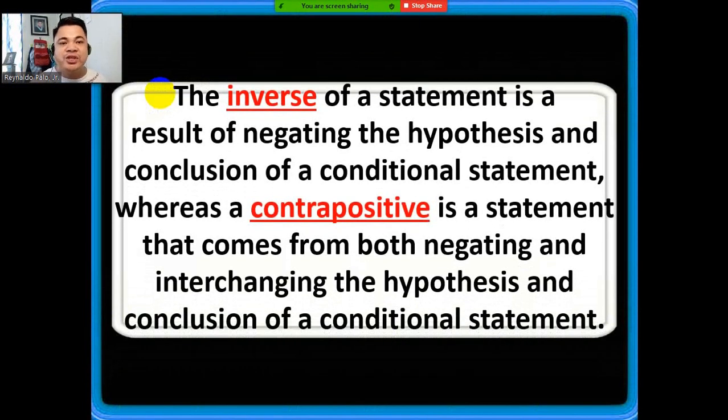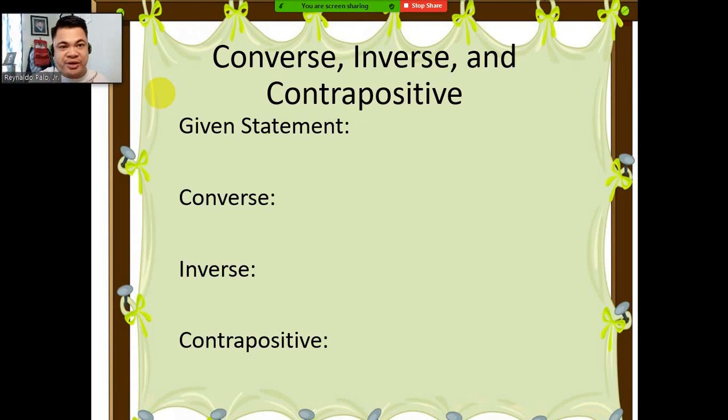Now, let's talk about inverse. Just remember, for converse, just interchange the hypothesis and the conclusion. Now, let's have the inverse and the contrapositive. The inverse of a statement is the result of negating, so we will be using not, negating the hypothesis and conclusion of a conditional statement. Whereas a contrapositive is a statement that comes from both negating and interchanging. Again, in converse, interchange. In inverse, negate. But in contrapositive, you will do both: interchange and negate.